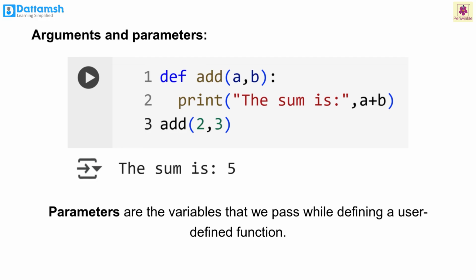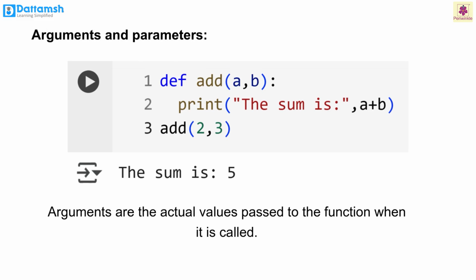Arguments and parameters. We already learned that parameters are the variables that we pass while defining a user-defined function. Here, A and B are the parameters of function add. Arguments are the actual values passed to a function when it is called. Here, 2 and 3 are the arguments passed to function add.